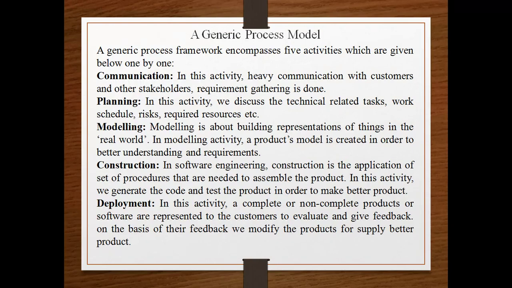Now, the generic process model. What is a generic process model? It is again a framework that encompasses 5 activities. In SDLC there were 7 activities, here it is 5. First is communication. In this activity, there is heavy communication with customers and other stakeholders, and requirement gathering is done here by using surveys and interviews. So communication is established between the customers and the stakeholders to get the requirements.